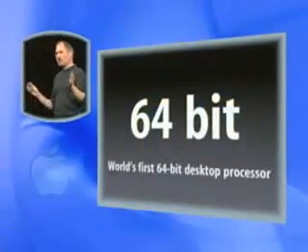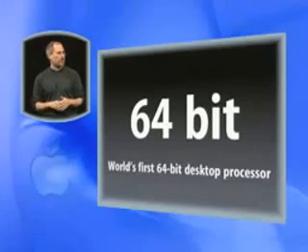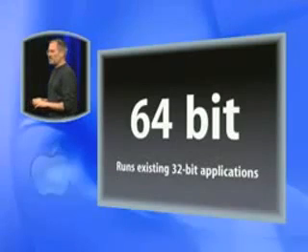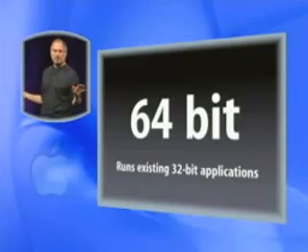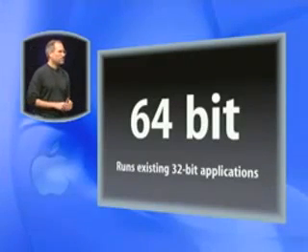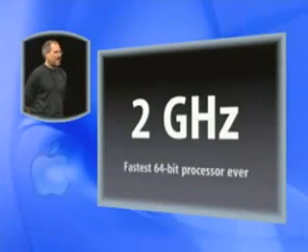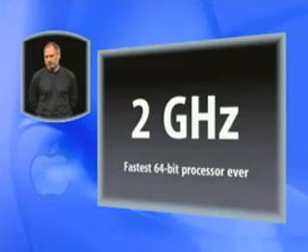Now, the G5 has some amazing properties. Number one, it is a 64-bit processor. It is the world's first 64-bit desktop processor. And it runs our existing 32-bit applications natively, no problems at all. Secondly, it is running at up to 2 gigahertz. This is the fastest 64-bit processor ever.